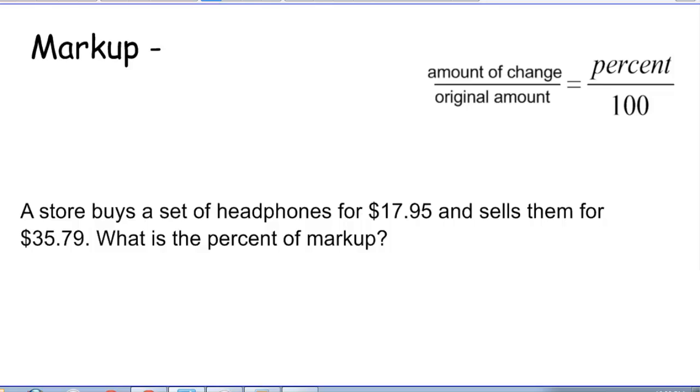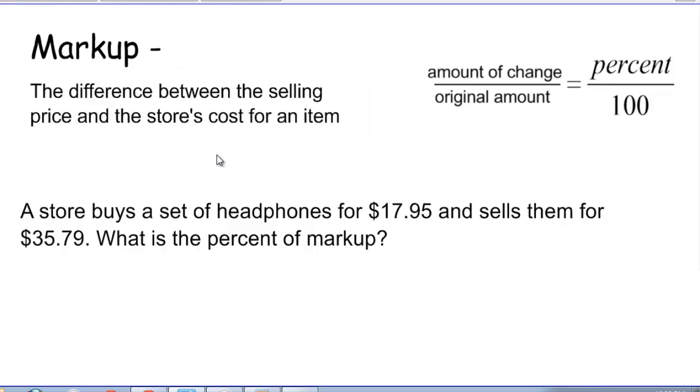Here is another type of problem that I might solve that is also a percent of change problem, and that is markup. Now, markup is the difference between the selling price and a store's cost for an item. So, stores, the whole purpose is to make money. They're not there just to give you stuff for free. And so they buy things for cheaper and then sell them for more. That's how they make money. I'm still going to use this proportion right here where I have the amount of change over the original amount equals percent over 100. So a store buys a set of headphones for $17.95 and then sells them for $35.79, and they want to know what is the percent of the markup.